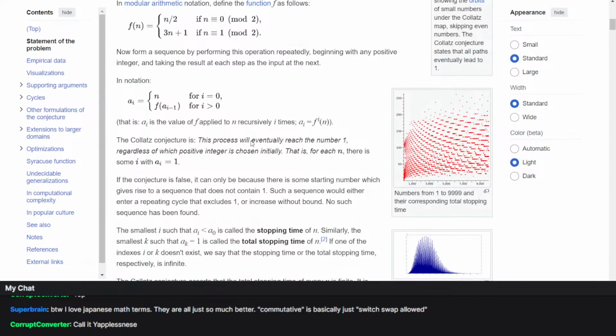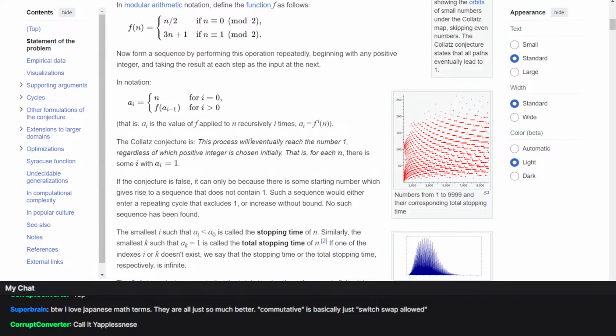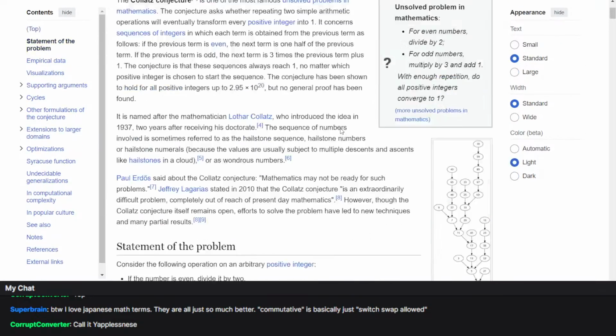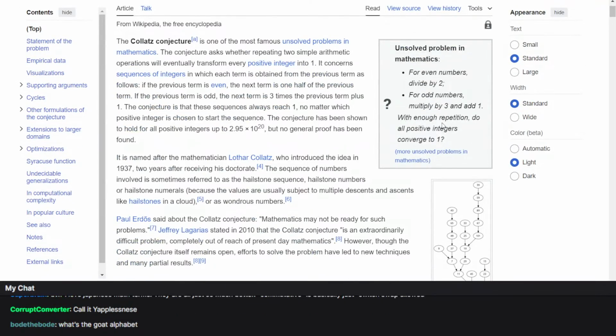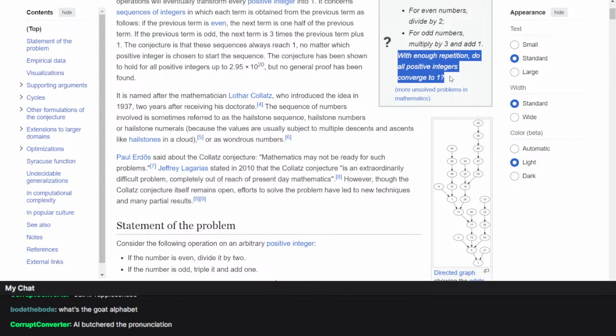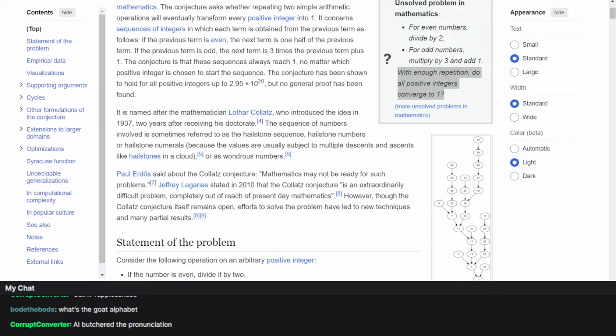This is cool. Corrupt Converter says call it Yaplis Nasa. No. Collapse. Oh wait. Oh. With enough repetition, do all positive integers converge to 1? Wait! Bodefi Bode says what the hell? Why do people want to solve this? Wait, why would all positive integers ever converge to 1? Corrupt Converter says AI butchered the pronunciation.